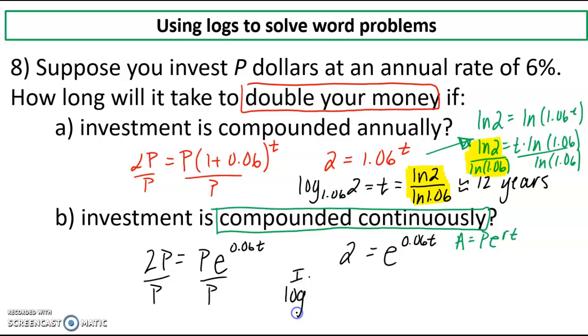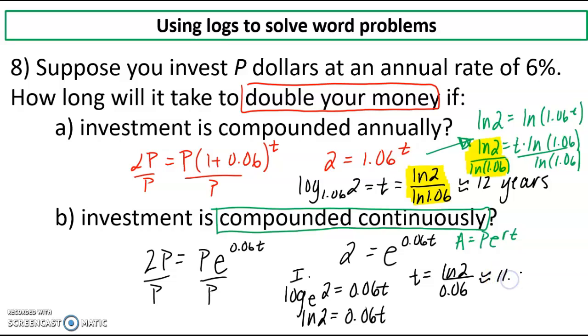My first method, if I write it as a logarithmic equation, I have log base e of 0.06 times t equals 2. No, that's not right at all. I have log base e of 2 equals 0.06t. On the left-hand side, log base e is natural log. So to get my value of t, I take the natural log of 2, and I'm going to divide both sides by 0.06. So now this decimal comes out to 11.6, so it's still about 12 years.